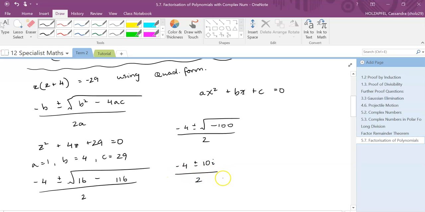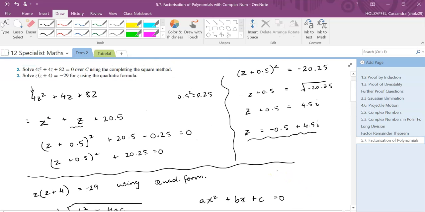So I'm going to have two solutions for this one. I'm either going to have negative 4 over 2 plus 10i over 2, which is the same as saying negative 2 plus 5i. So that's my first solution, or my first root. The other solution could be negative 2 minus 5i, because we could have plus or minus there. So that would be how we solve that using the quadratic formula.